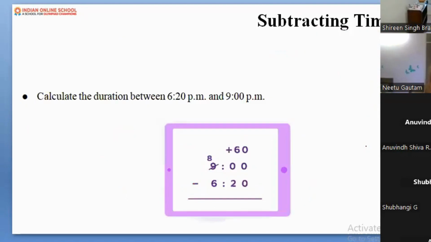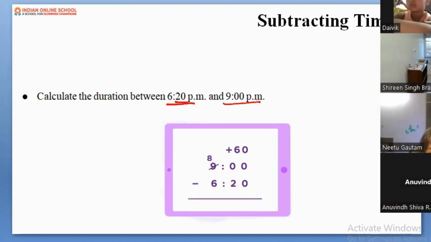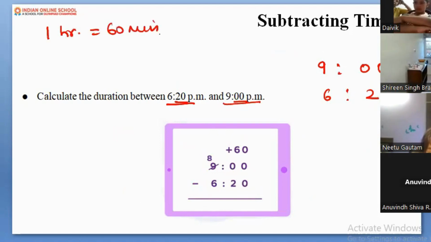Now, another method to do this question is, suppose we need to calculate the duration between 6:20 p.m. and 9 p.m. So, how are we going to calculate it? Here in the minutes there is 20 and here it is 00. So how can I solve it? Since we already know that 1 hour is equal to 60 minutes, can I write this 9 hours as 8 hours and 60 minutes? Yes. Because now subtraction becomes easier for us.